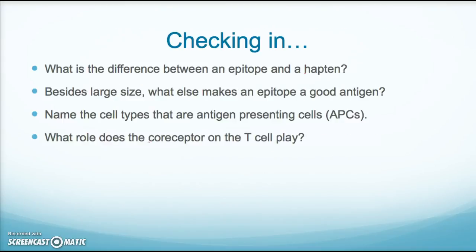And at the end, this is the checking in. Please make sure that you recognize the vocabulary and also the different processes that we went over for this particular lecture. Thanks.